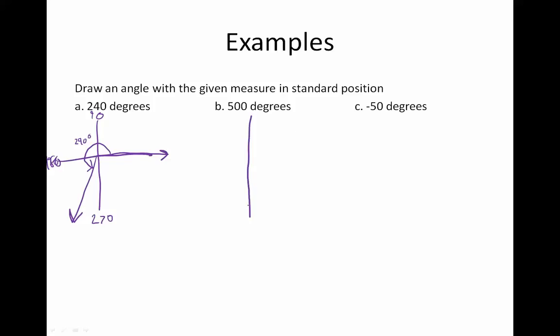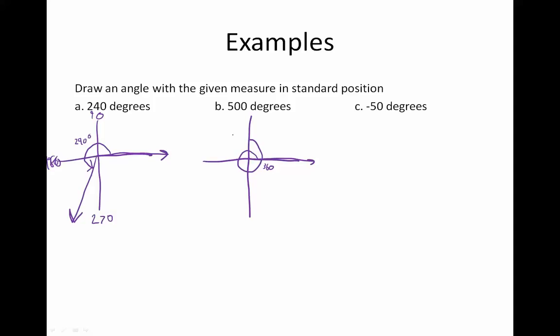What about 500? Well, that is a bigger number than 360. So again, the initial side comes here, but we're going to rotate one full rotation around, and that's 360 right there. But how much more do I need to go? 500 minus 360 is 140. So this right here is going to be 360 plus 90. That's 450. It's not quite enough yet.